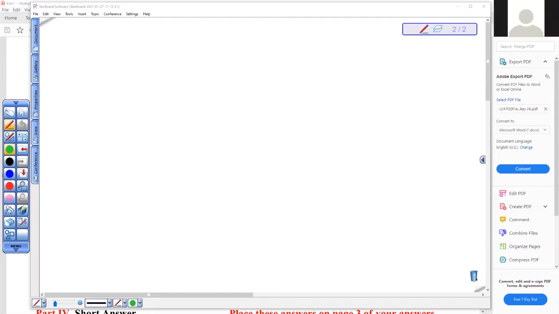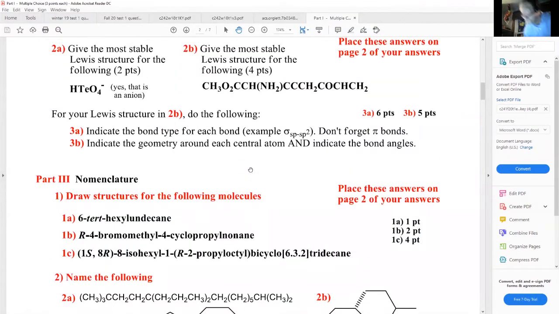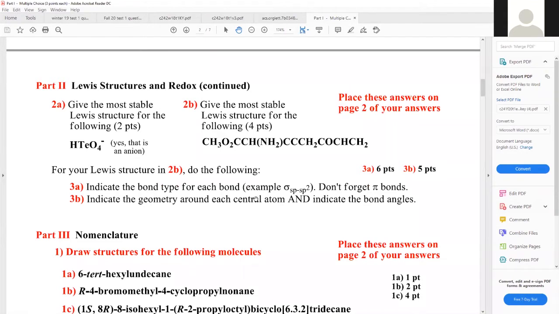Okay, so for the same test, if you go up a bit. Sure, let me try to find it. I've got multiple windows open and now I'm paying the price. Here it is. Go up a bit to Lewis. Yeah, there. So, do the stable Lewis structures, then indicate each bond and then the geometry for them. Can we do one for practice? Do you want to do the whole deal or start at 2B? Can we do the whole thing? The whole thing, why not? We've got time.